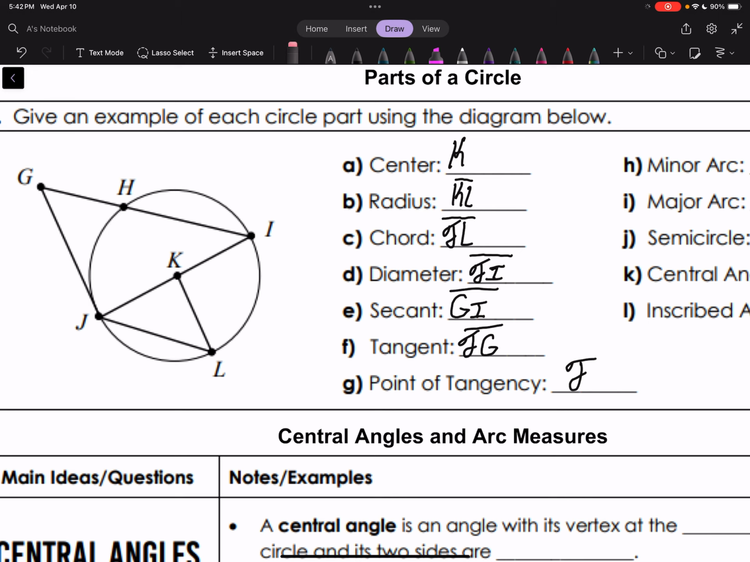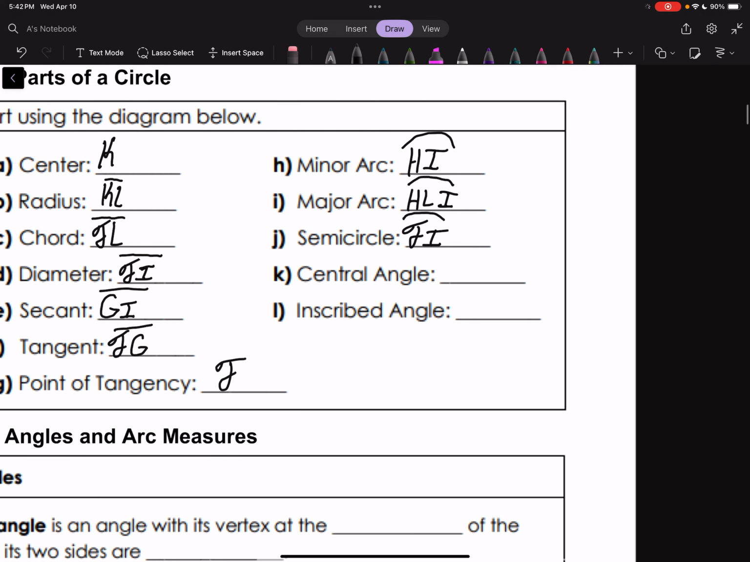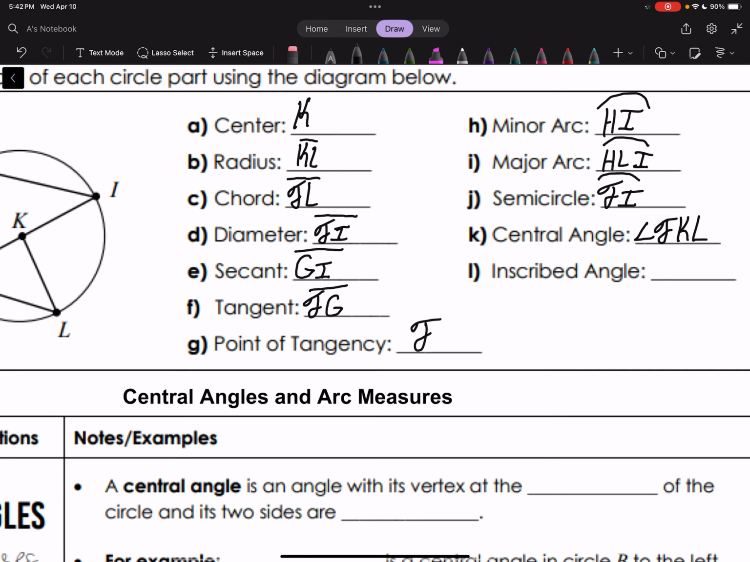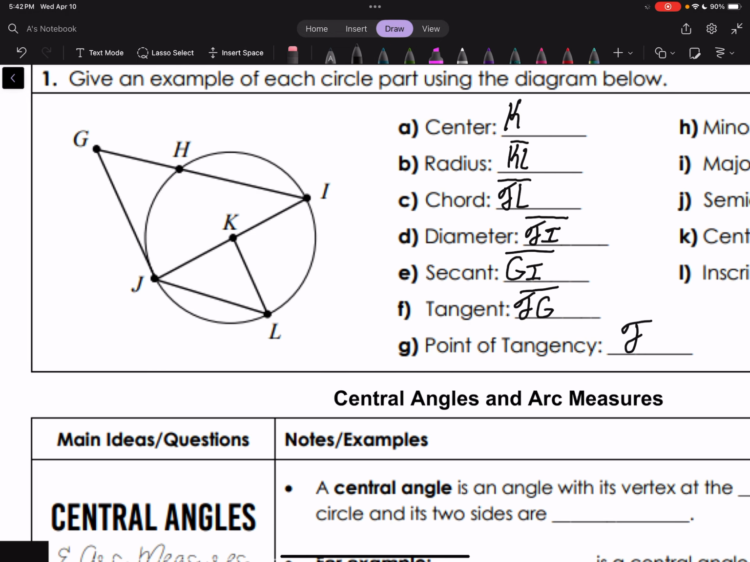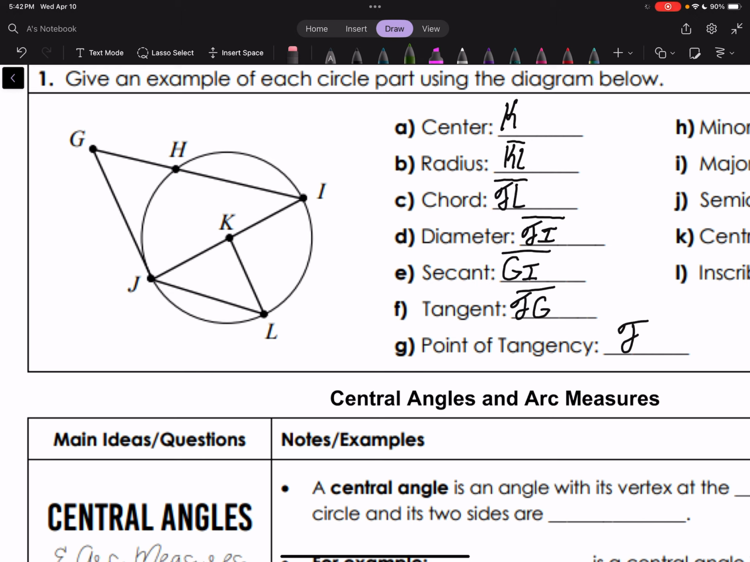Okay. Your central angle is going to be angle JKL. I have 2 points on my circle, and my angle is going to come from the radius. It's going to come from the two pieces, the two radii, and it's the degree there. Okay? Central angle.